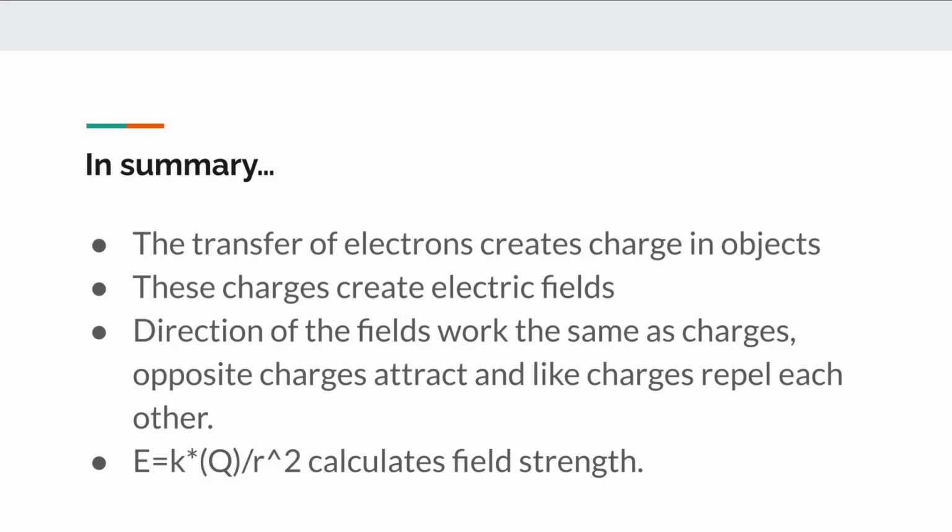So, in summary, the transfer of electrons to certain materials creates charges, and those charges create electric fields that exert force on the charges of other objects. The direction of the fields and the force they exert is determined by the attraction of opposite particles and the repulsion of like particles. Finally, the equation E equals K times Q over R squared is used to calculate the force and strength of an electric field on these charged particles.